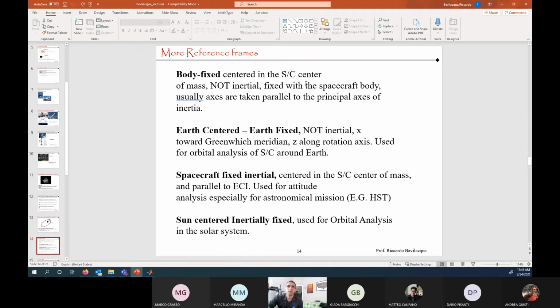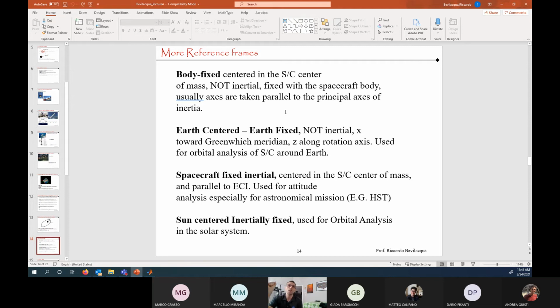More references that we'll definitely use is the body fixed. That will be centered in the spacecraft center of mass, definitely not inertial. Same for LVLH, it is definitely not inertial. And I'm assuming that everybody is good enough with the concept of inertial reference frame. I alluded to it yesterday when I said F equals ma. The definition of an inertial reference frame is really one of those things that is not that rigorous if you think about it, because you could say that an inertial reference frame is one where F equals ma works, and that's a perfectly fine definition.